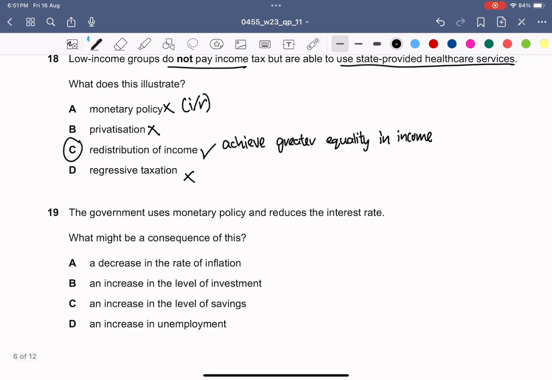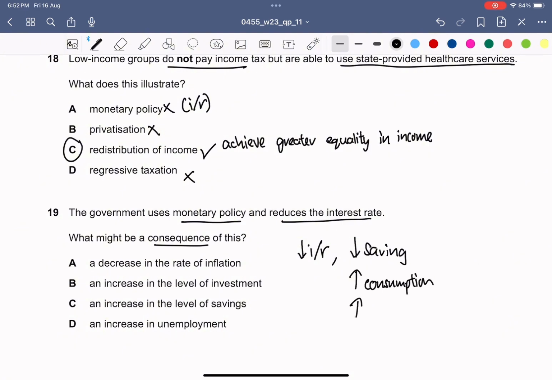19. The government uses monetary policy and reduces the interest rate. What might be a consequence of this? So first, we need to know that when we reduce the interest rate, this will reduce the saving, and as the borrowing cost reduces, this will also increase borrowing, so consumption increases and investment also increases.